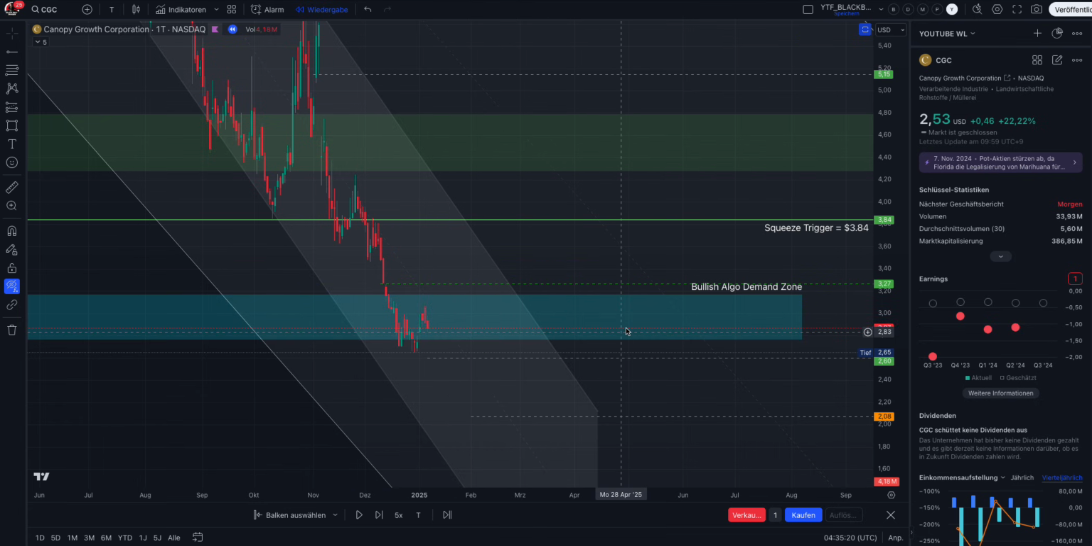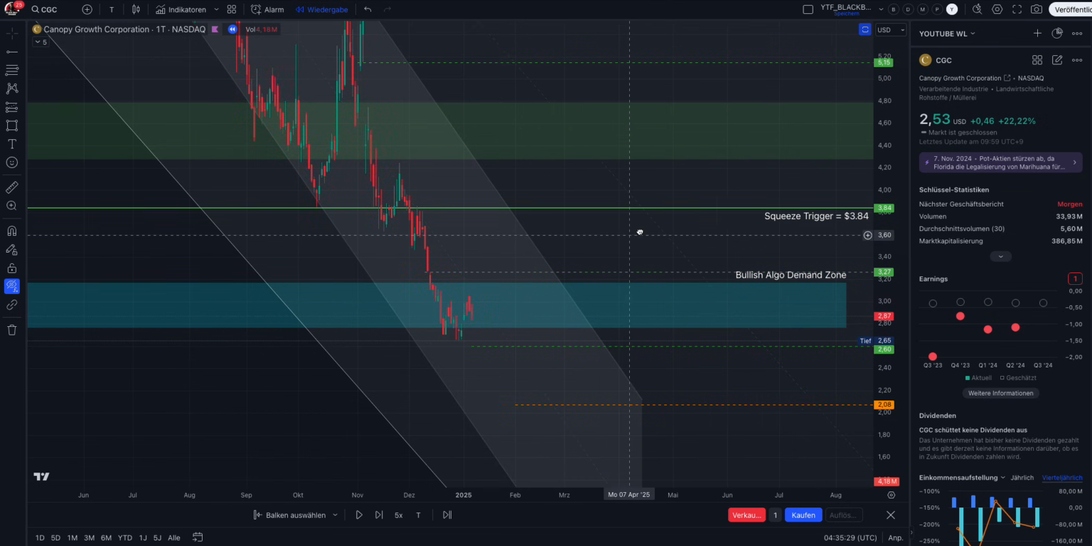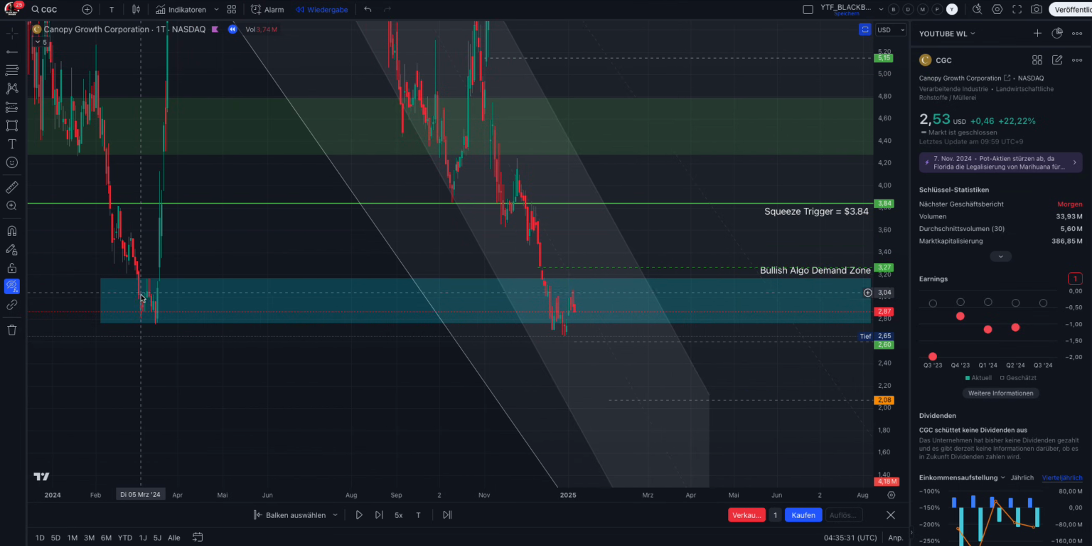But what I want to show you is that this algo zone is of course still active, and just because the price is going down below that, that doesn't mean that the buying algos are not waiting here anymore. What usually happens when the market makers create these kinds of shakeouts is that we start to retest this algo zone to test if the support is still there and if the volume is enough.